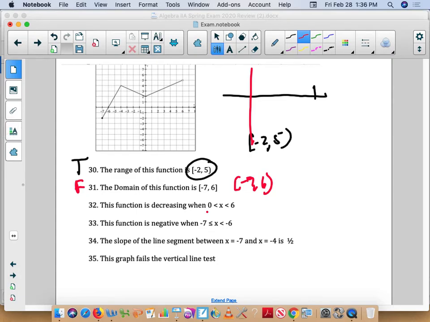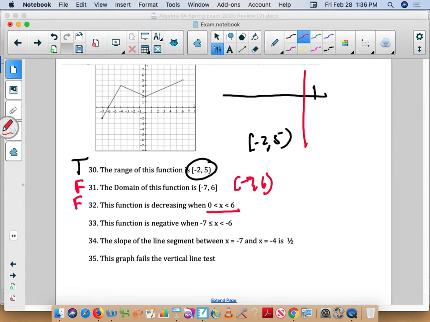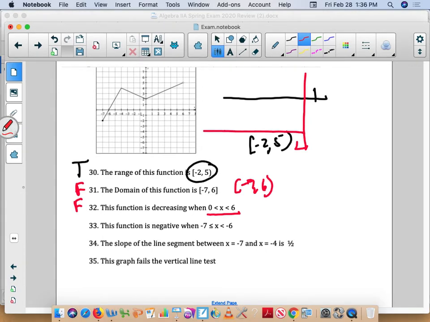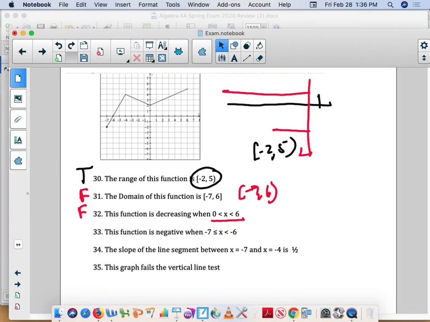The function is decreasing from 0 to 6. If I look at this from 0 to 6, is this decreasing? That's increasing, isn't it? If I start at 0 and head towards 6, I'd have to climb uphill. So that one is false. The function is negative between -7 and -6. All right, from -7 to -6, is that negative? Yeah, that's true.